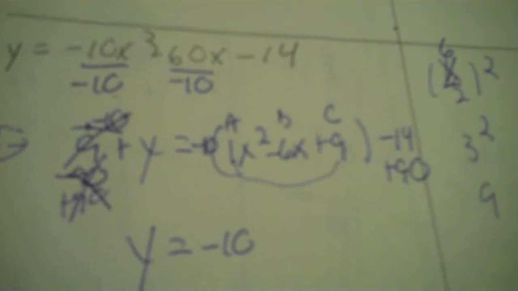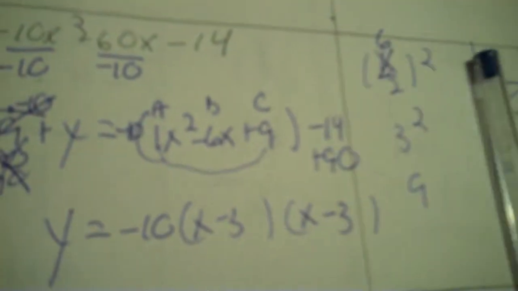Okay, now factor. 1 times 9 is 9. It's got to add to negative 6, so they would have to match signs as negatives, and the square root of 9 is 3. So x minus 3, x minus 3. Then I take my negative 14 and add 90, 76. So negative 10, x minus 3 to the second, plus 76.